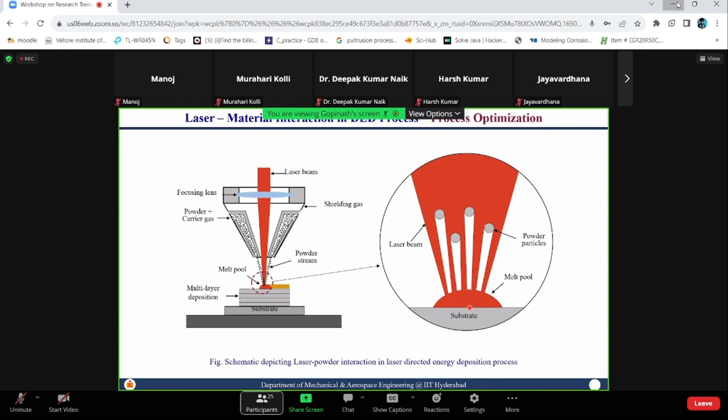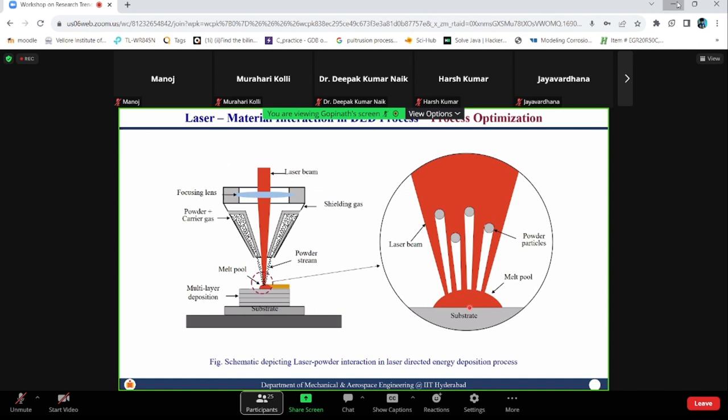Now, what you want to react with and what you want to do is important. You have to understand that the energy input parameters are laser power, scan speed, and spot diameter. You cannot change the spot diameter because in the majority of cases it defines the width of your deposition.